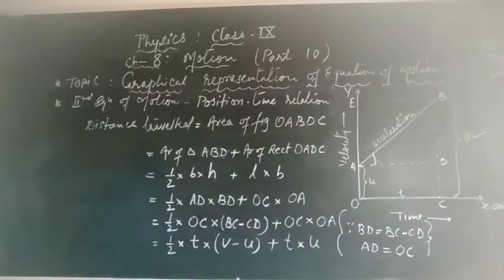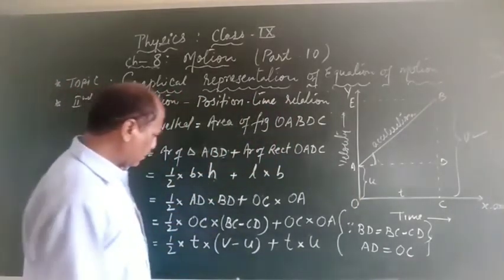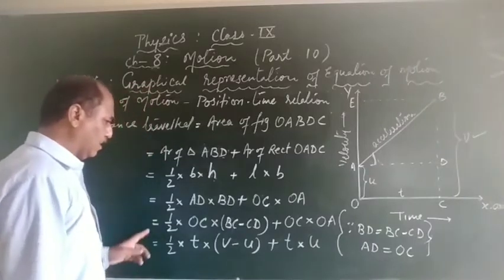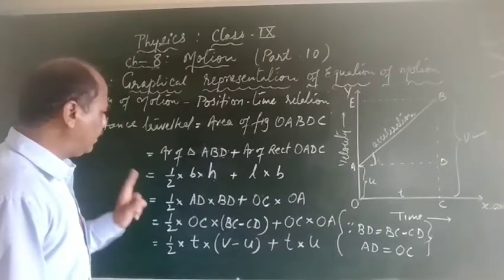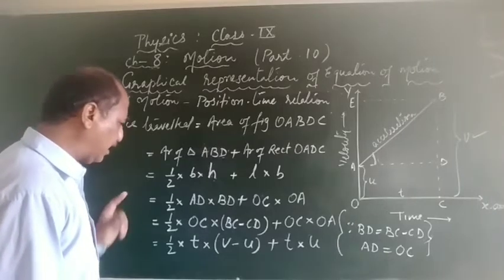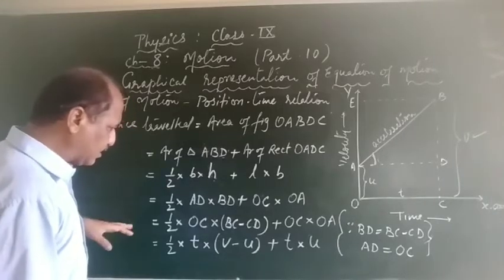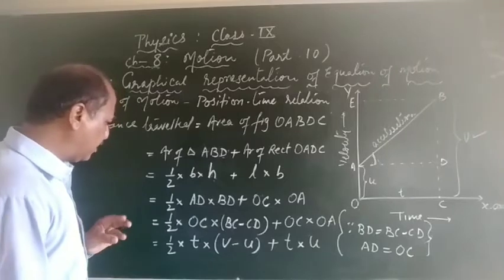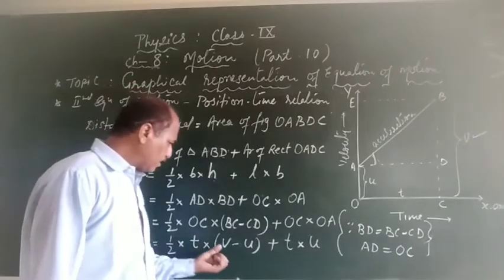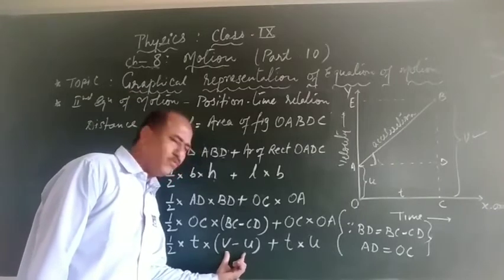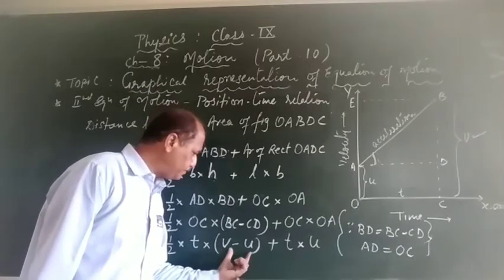So that is mentioned here. Now in equation 1 we studied v equals u plus at. So let us see what we can change here. Since at equals v minus u, can I replace this v minus u from equation 1?